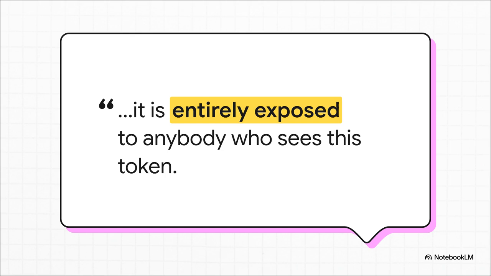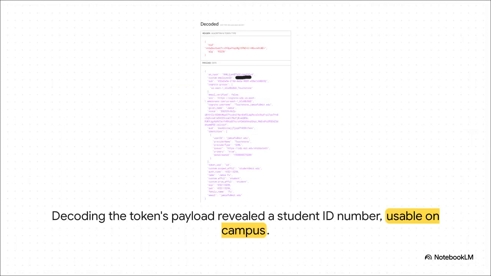It's trivial to decode. As the students themselves put it in their report, and I'm quoting here, it is entirely exposed to anybody who sees this token. It's like writing all your personal passport details on a postcard and mailing it, instead of keeping it in a locked safe. And here's what that decoded postcard looked like.